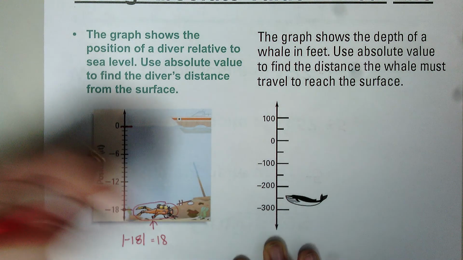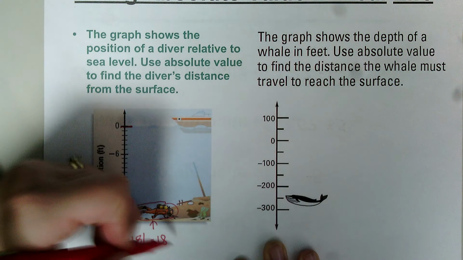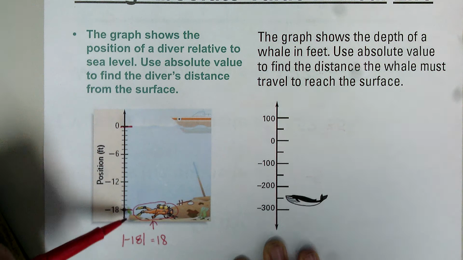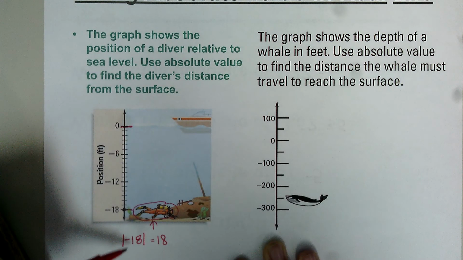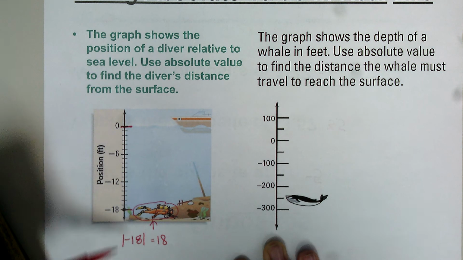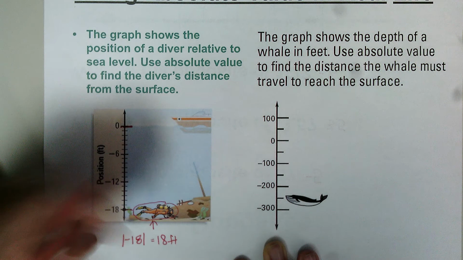So if I was going to restate this, and it says in feet, the diver is 18 feet below sea level. And that below represents the negative part because we know he's in the water. So we can say 18 feet. We don't have to put the negative there.